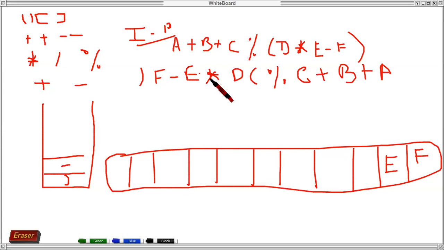Then we have multiplication. Now what do we have? Minus in the stack and multiplication outside. Multiplication is of higher priority than minus, so we can keep the multiplication sign inside the stack. Okay, so multiplication is done. Then we have D, and D is taken.